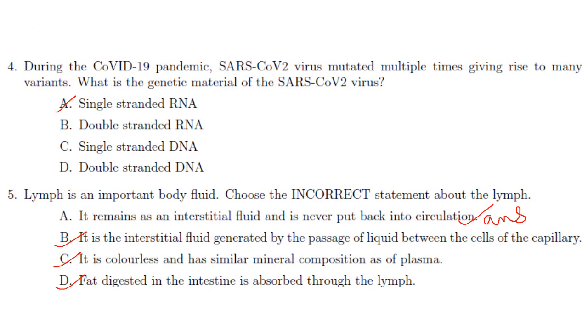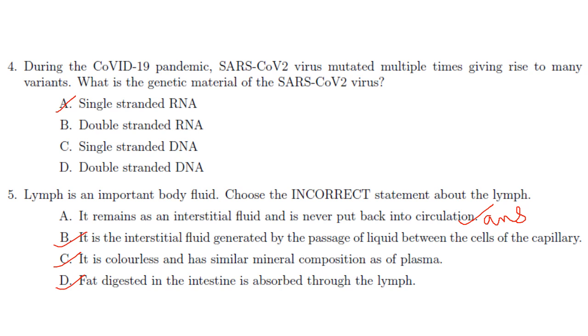Then next one. During the COVID-19 pandemic, SARS-CoV-2 virus mutated multiple times, giving rise to many variants. What is the genetic material of the SARS-CoV-2 virus? So it is single-stranded RNA. The genetic material for SARS-CoV-2 virus is single-stranded RNA. Answer is option A. Lymph is an important body fluid.